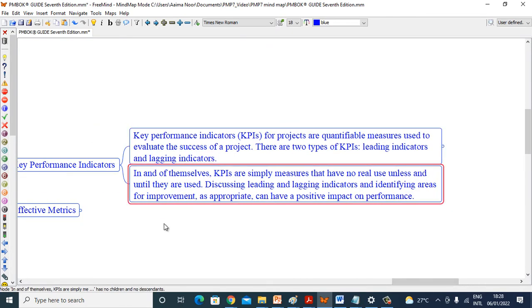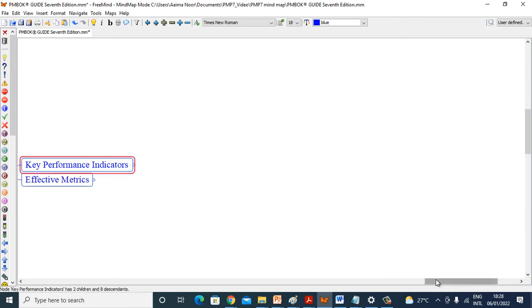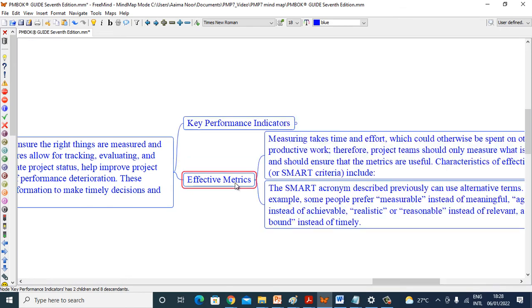In and of themselves, KPIs are simply measures that have no real use unless and until they are used. Discussing leading and lagging indicators and identifying areas for improvement as appropriate can have a positive impact on performance. Effective metrics.